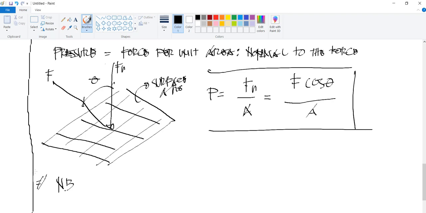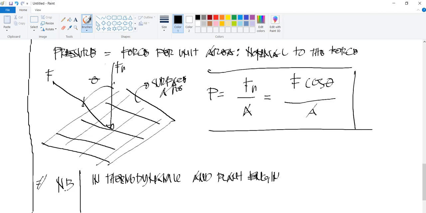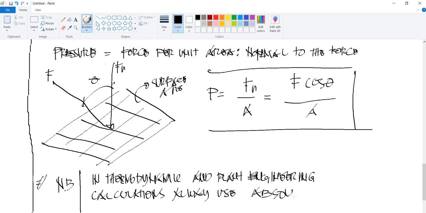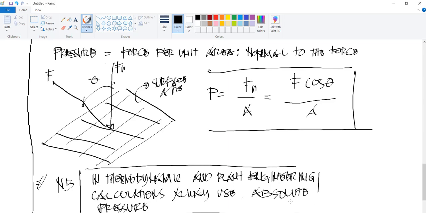So take note, nota bene. In thermodynamics and plant engineering calculations, we will always be using absolute pressure. Take note. So before substituting to the equation, the pressure must be converted into absolute value. Take note of that one.